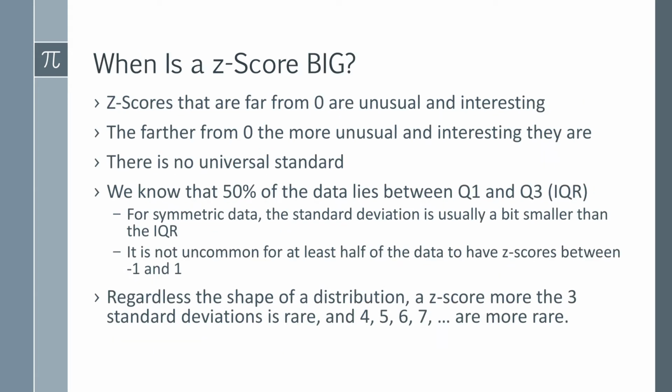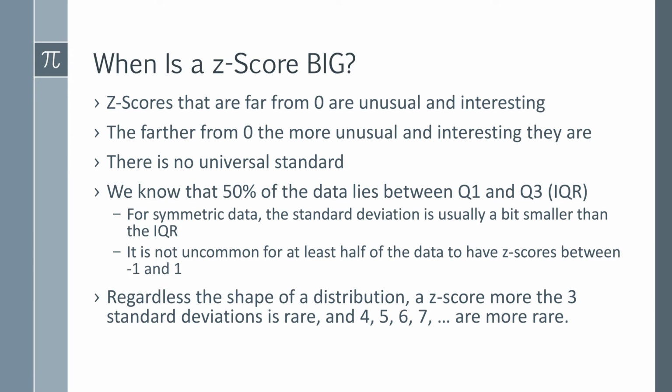So what is a big z-score? Well, a z-score that's farther from 0 is more unusual and interesting. There really is no universal standard, but just think that the farther away I am from 0, the more interesting that data point is. Remember with the IQR, we said 50% of our data lie between Q1 and Q3. Similarly, you can think of the z-score if you look at -1 and 1. It's not uncommon for roughly half of the data to be between those two points.